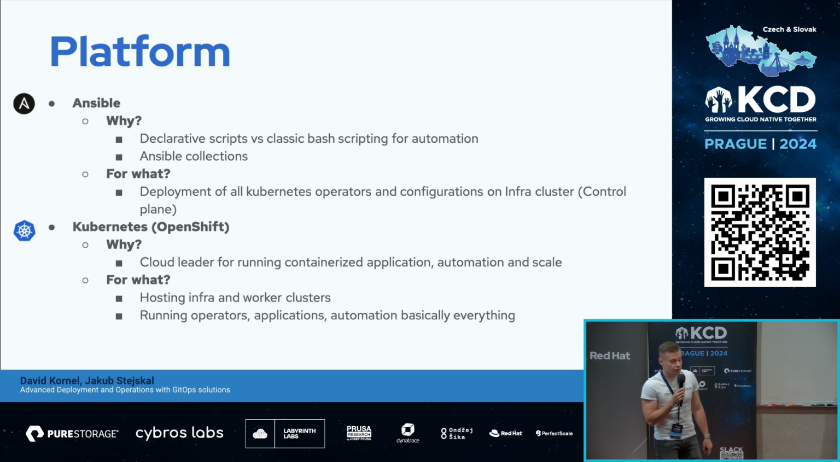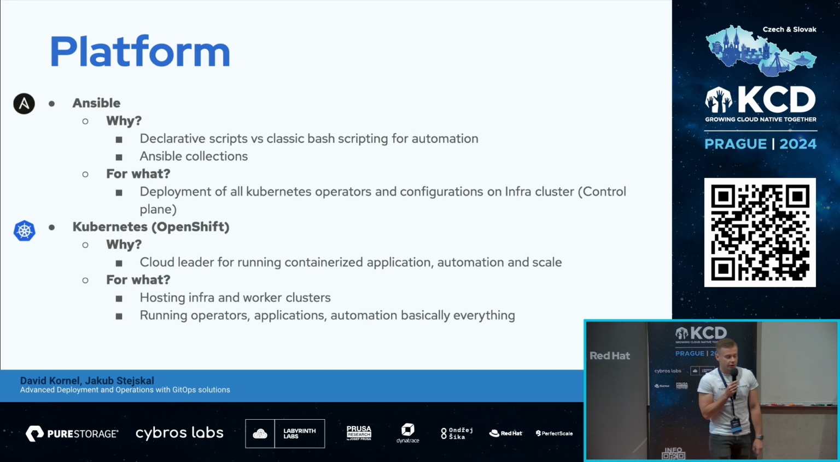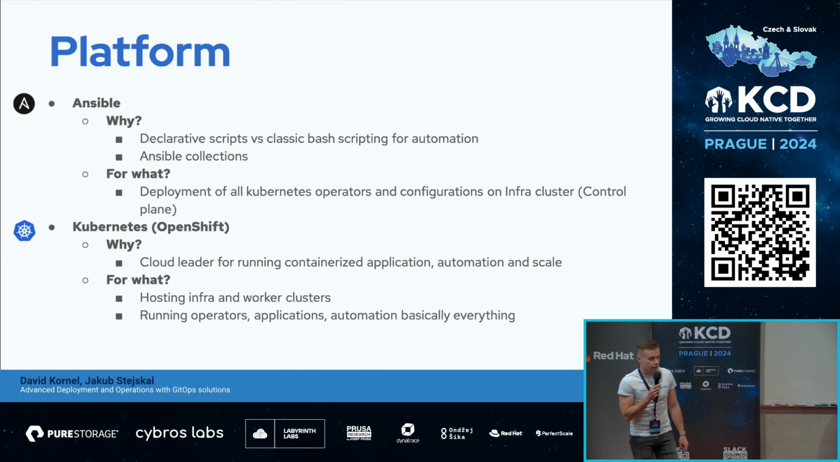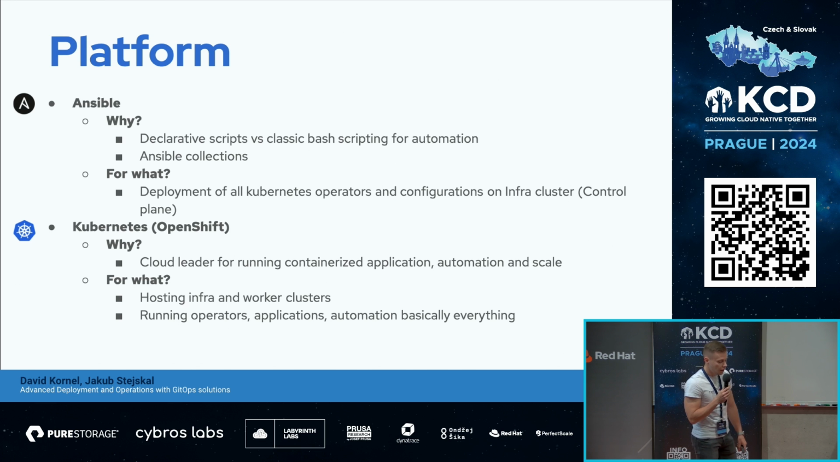And for the automation, we use Ansible because we don't like shell scripting. We love the declarative way Ansible declares the steps and other stuff. And also we like the libraries. For example, the Kubernetes libraries for Ansible are great. They allow you to do almost everything.